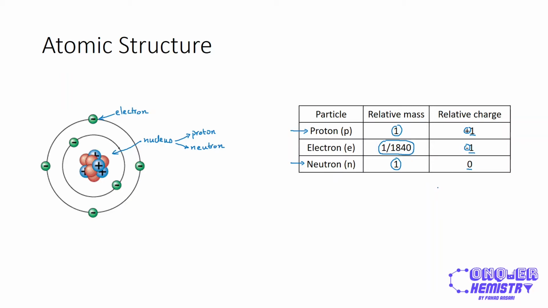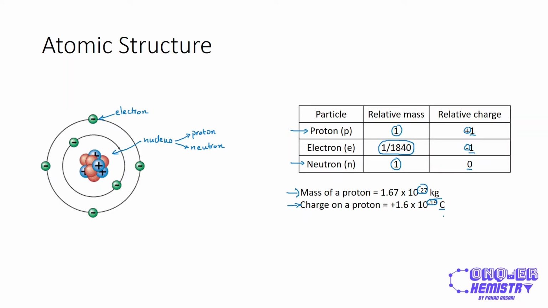Now, the reason why we use the terms relative mass and relative charge is because the actual mass of a proton in kilograms, which is the SI unit for mass, has a very small value, and the same can be said about the charge of a proton. It has a very small value when you measure it in the SI unit of coulombs, which is for charge. So instead of using proper mass and charge values, we just talk about relative mass and relative charge because it just makes things easier. So protons and neutrons are found in their fixed positions within the nucleus.